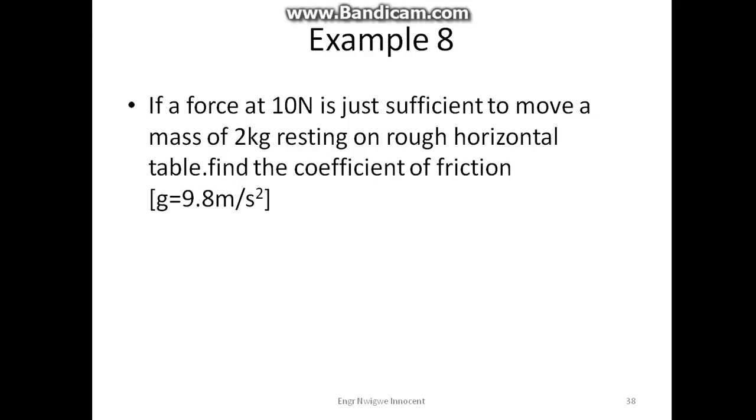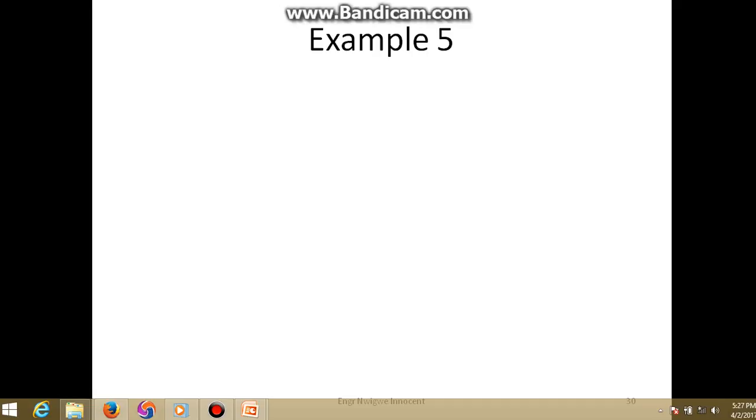Example 8. If a force of 10 Newton is just sufficient to move a mass of 2 kg resting on a rough horizontal table, find the coefficient of friction, taking force of gravity g equal to 9.8 meters per second squared. Looking at the diagram, a 2 kg mass is being pulled by a 10 Newton force, and small force f is resisting the pull. The normal reaction acting on the mass is 19.6 and the weight of the mass is mg.